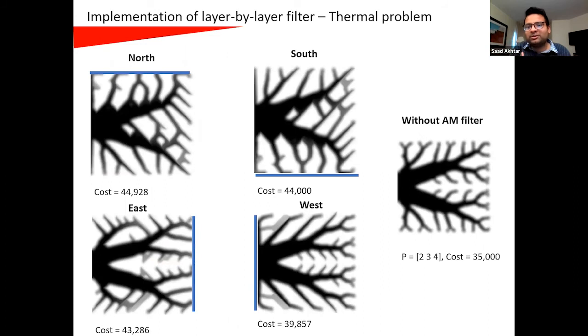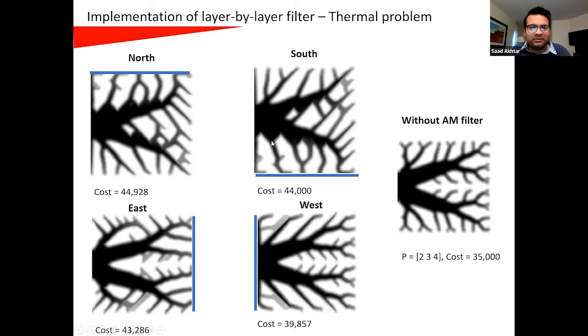So we implemented this filter within our topology optimization code, just to test, and it had a few promising results. So this is again the heat conduction problem. On the right, you have it without any additive manufacturing filters. So you see a lot of these features. You have a lower cost function, like 35,000, but you see a lot of these features that can't really be manufactured using additive manufacturing. There are several overhanging regions here.